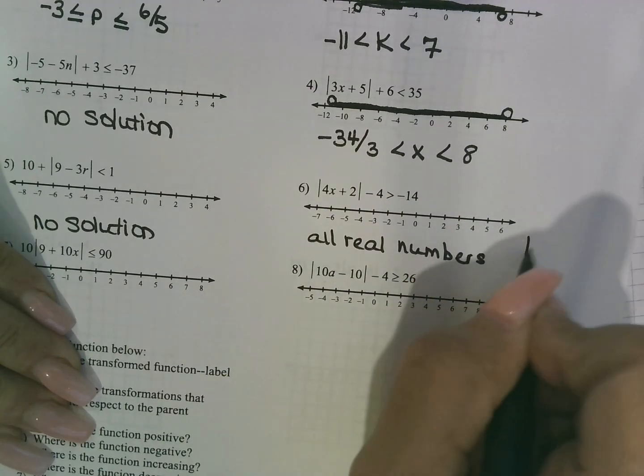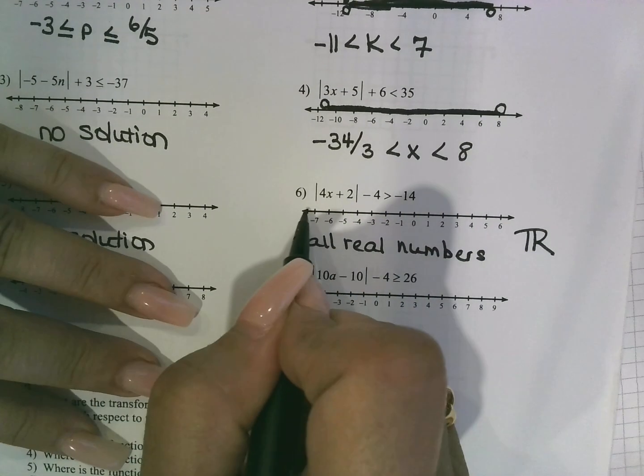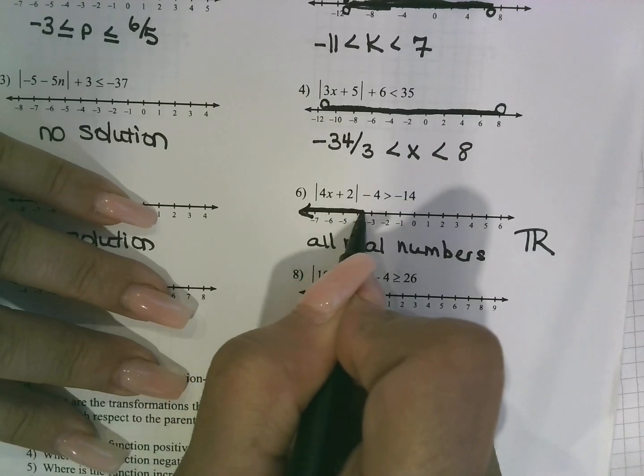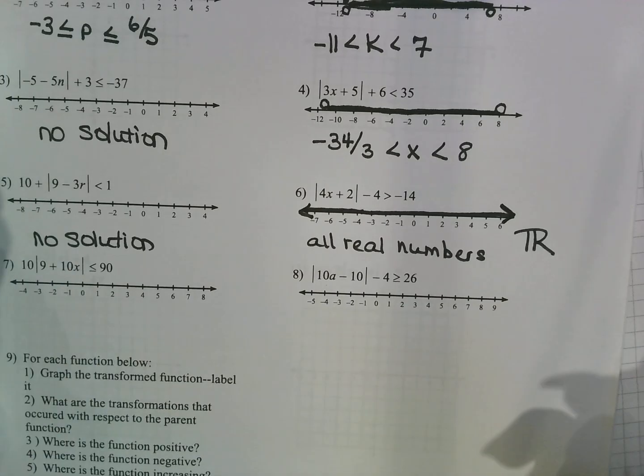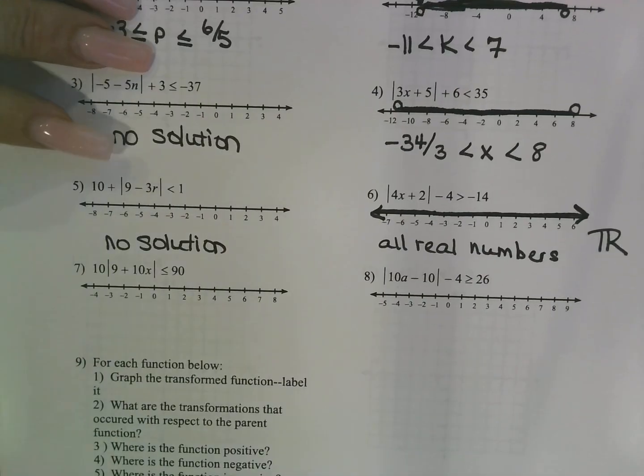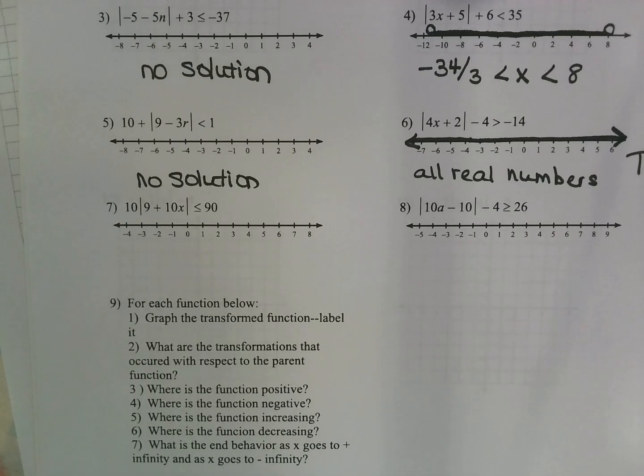You can also just put all real numbers, but you do have to draw the line over the entire number line. So that is your solution set for number 6. Okay? Let's go to number 7.